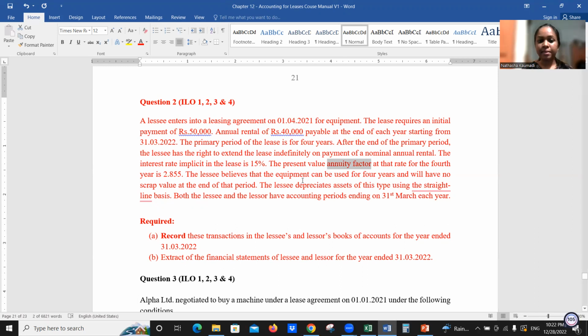The lessee believes that the equipment can be used for 4 years and will have no scrap value at the end of the period. So the useful life of the equipment is 4 years. The lessee depreciates assets of this type using the straight line basis. Both the lessee and the lessor have accounting periods ending on 31st March each year. So the accounting periods are also the same.